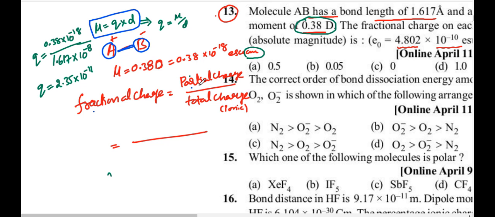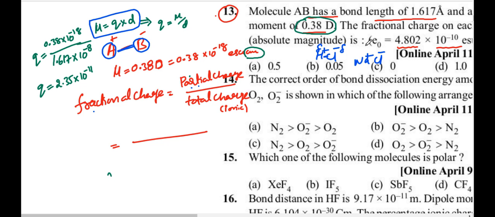Partial charge means, see, suppose HCl is there, H plus Cl minus. NaCl is there, Na plus Cl minus, the charge is equal to this much, 4.8 into 10 power minus 10. But in case of HCl, the charge is not equal to 4.8 into 10 power minus 10. This is the partial charge, delta plus, delta minus.